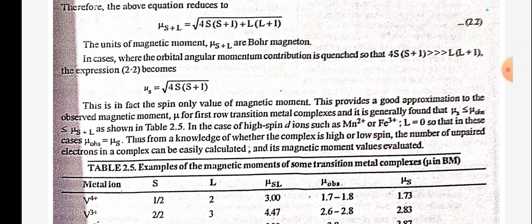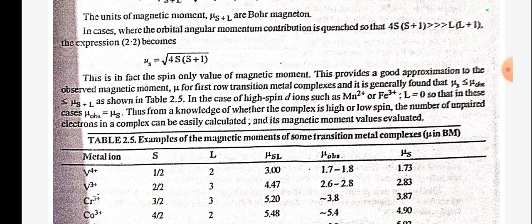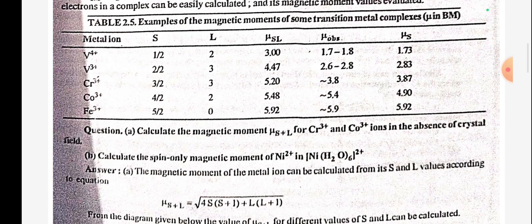Under the root, 4S(S+1). This is the spin-only value of the magnetic moment. This provides a good approximation of the observed magnetic moment for the first transition metal complexes. It is generally found that μ is greater than μ(S+L), as shown in table 2.5. In the case of high spin d⁵ ions such as Mn²⁺ and Fe³⁺, L is equal to 0. In this case, μ is equal to μS. This gives knowledge of whether the complex is high or low spin. The number of unpaired electrons in the complex can be easily calculated and its magnetic moment evaluated.